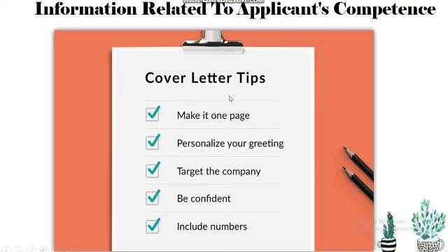Itu tadi kan salah satu poinnya menyebutkan bahwa cover letter itu adalah refleksi dari diri Anda. Yang perlu diperhatikan adalah make it one page. Second, personalize your greeting. The third, target company. Next, be confident. The last, include number. Okay, don't forget include your phone number.